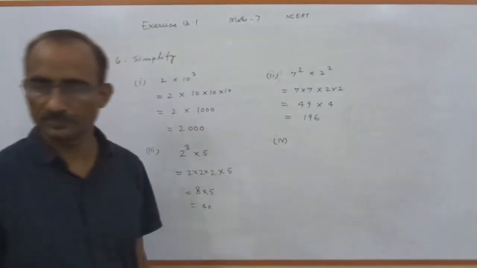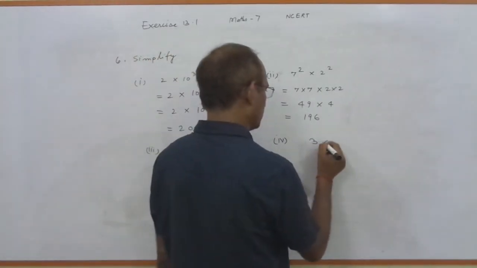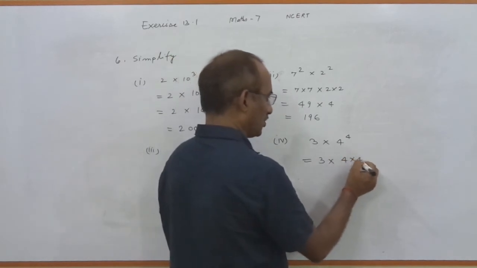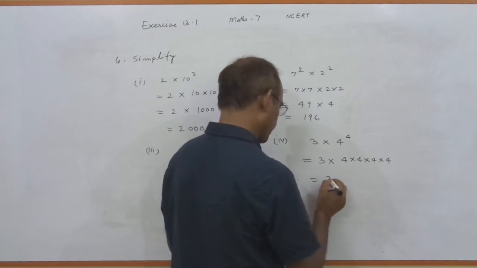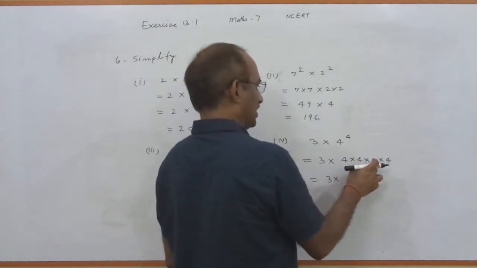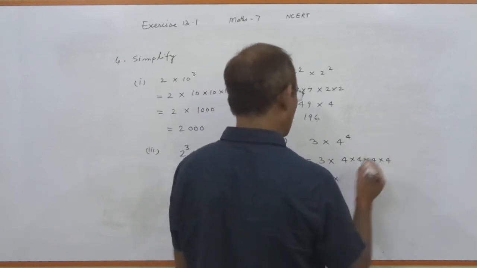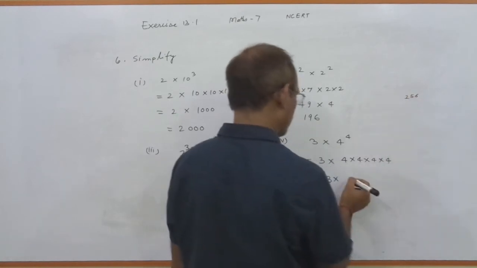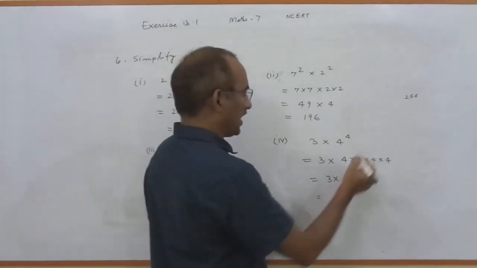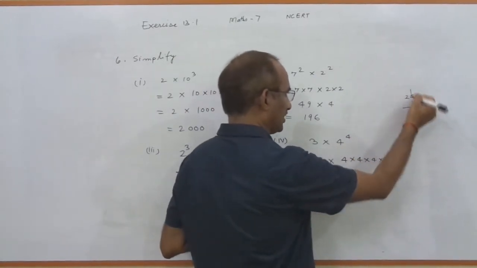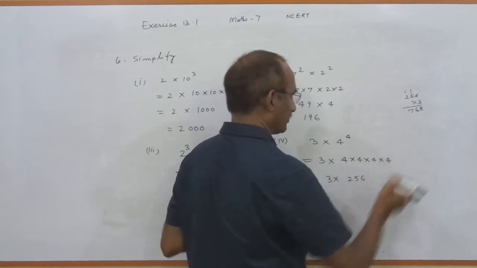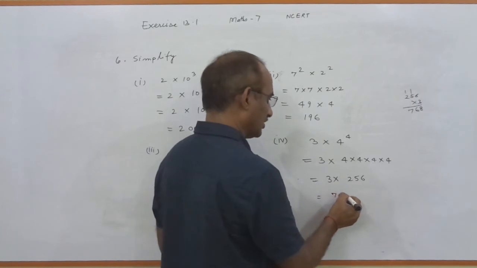Now the 4th: 3 into 4 power 4. It can be written as 3 into 4 into 4 into 4 into 4. 4 multiplied with 4 we get 16, and 16 multiplied with 4 we get 64, and 64 multiplied with 4 we get 256. On multiplying 256 with 3, we get 768.